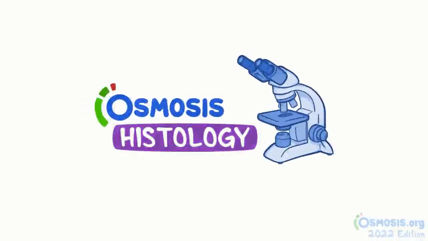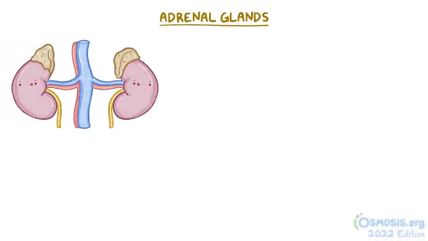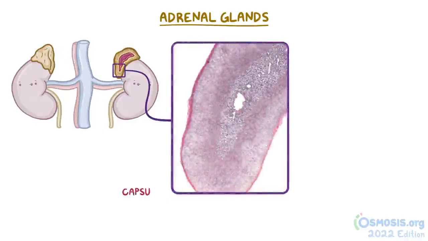Now, let's get a closer look. The adrenal glands are a pair of endocrine glands that are located just above, or superior to, the kidneys, and are also in the retroperitoneal space of the abdominal cavity. The left gland has a semilunar shape, and the right gland is flattened and more triangular in appearance. The adrenal glands are covered by a capsule, made of thick connective tissue.